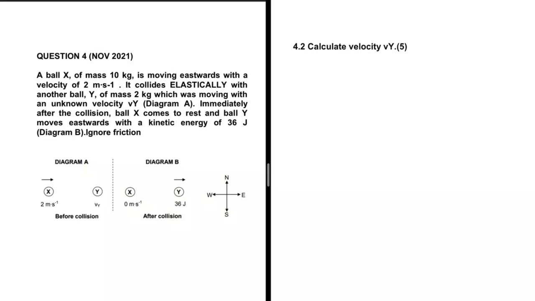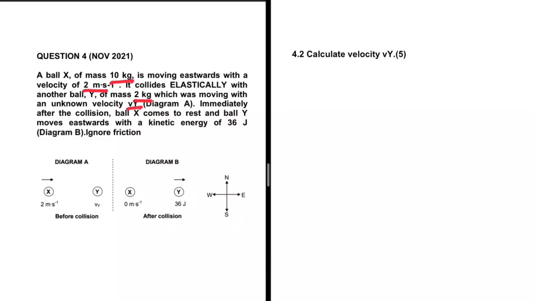In 4.2, we are asked to calculate the velocity Vy for 5 marks. Let's take a look at our question statement and make sense of the situation. A ball X of mass 10 kg is moving eastwards with a velocity of 2 meters per second. It collides elastically with another ball Y of mass 2 kg, which was moving with an unknown velocity Vy. This is the unknown velocity Vy we're interested in, and that is in diagram A.